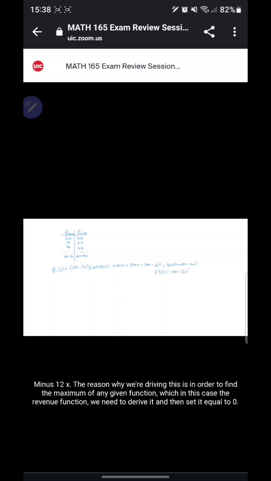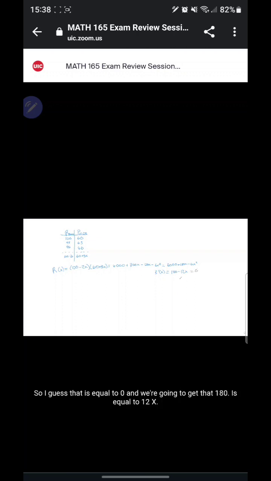The reason we're differentiating is that in order to find the maximum of any given function, which in this case is the revenue function, we need to differentiate it and then set it equal to 0. So we set this equal to 0, and we get that 180 is equal to 12x, and then we divide by 12 on both sides, and that should give us, mental math, 15, right? Yeah, 15. x is equal to 15.